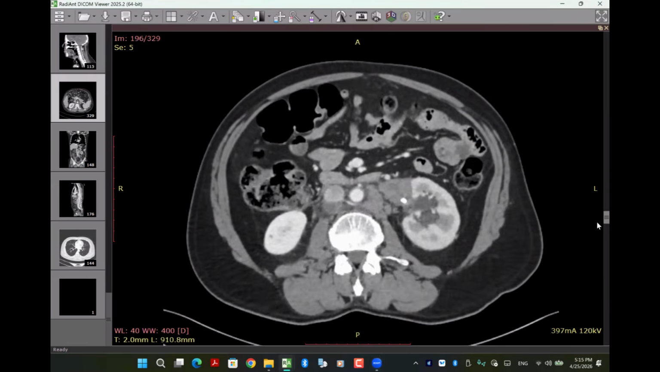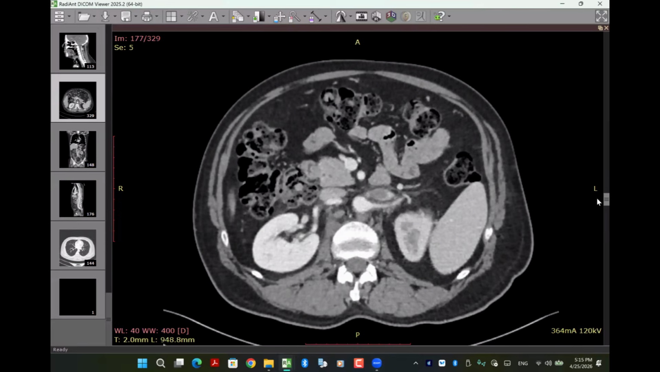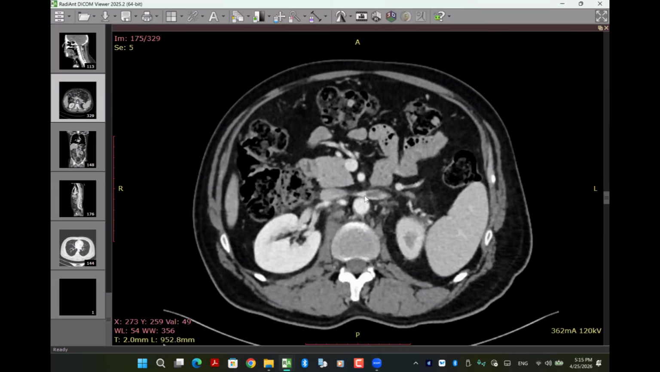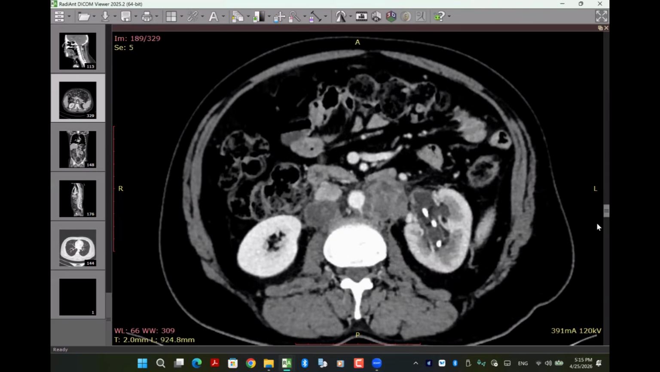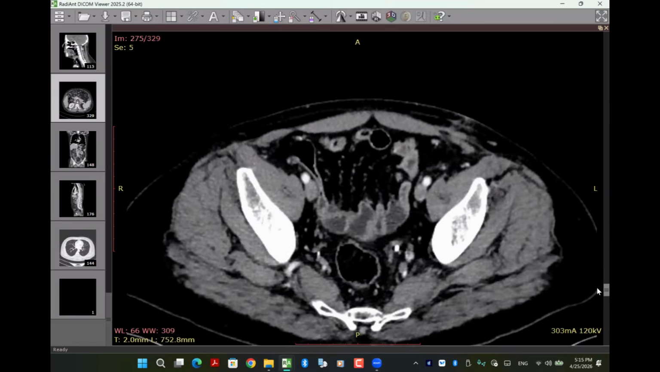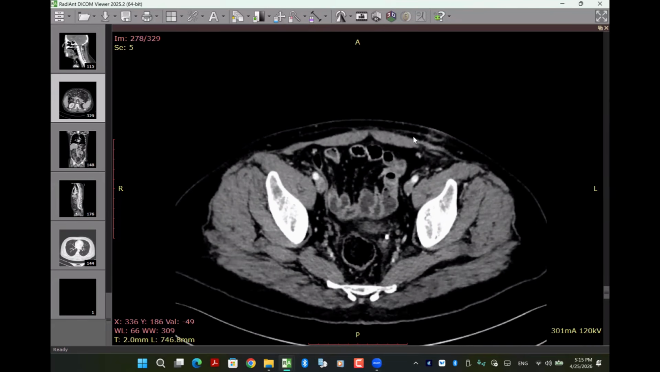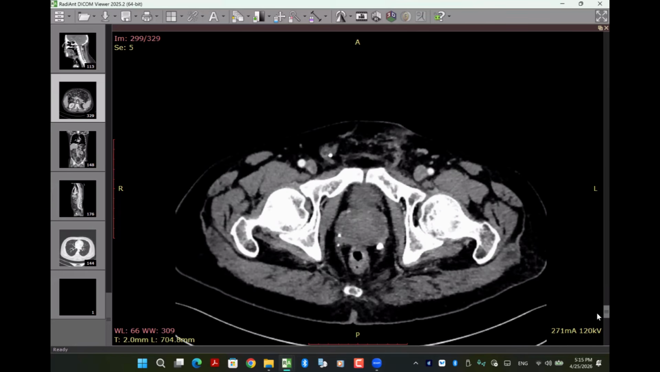Actually, you described very well, and you didn't forget the serious complication, extension of this process into the left renal vein. It is very clear and obvious here. But there was one thing: never finish the scan without this area. Actually, this was a male patient. Okay, you scroll, you found the prostate. What is this?